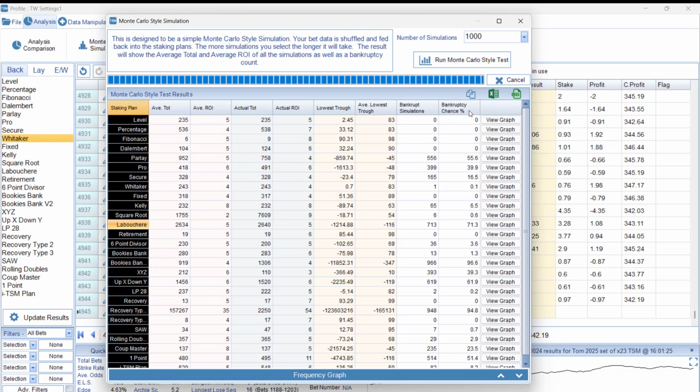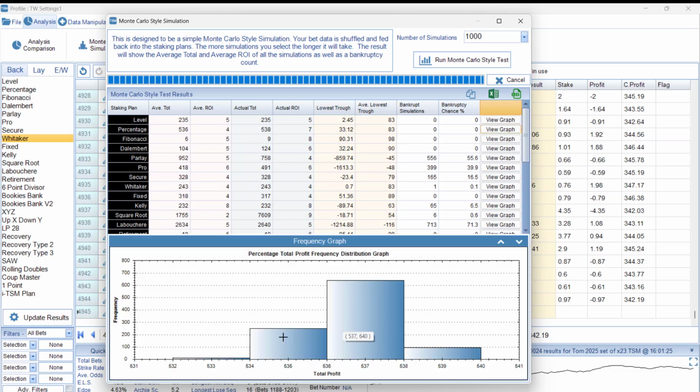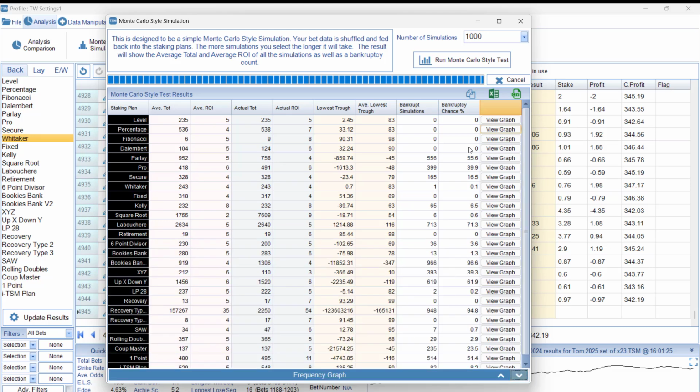But then if you want to stick with something that's never gone bankrupt and has some decent profit, we can see here, betting a percentage bank, betting 1% each time, makes double the profit of level stakes, and it doesn't go bankrupt. It has a lowest trough that's much better than the level stakes lowest trough, which was 2. The lowest trough for percentage was 33, and the average lowest trough was 83. So it shows percentage is really good. And we see the average profit levels we get are very nicely grouped together. So we know percentage is a good staking plan, and that's a good one to use.